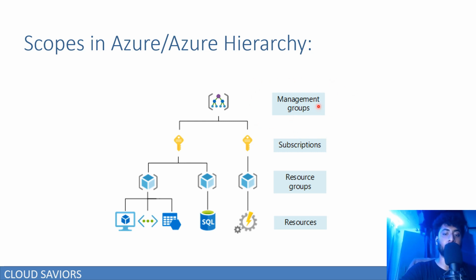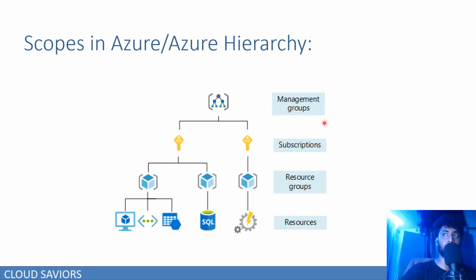The first one is management groups. As the name suggests, management groups. It is the first hierarchy, or we can say the topmost hierarchy available in Microsoft Azure. So first of all, we have these management groups, and under management groups, we have subscriptions.